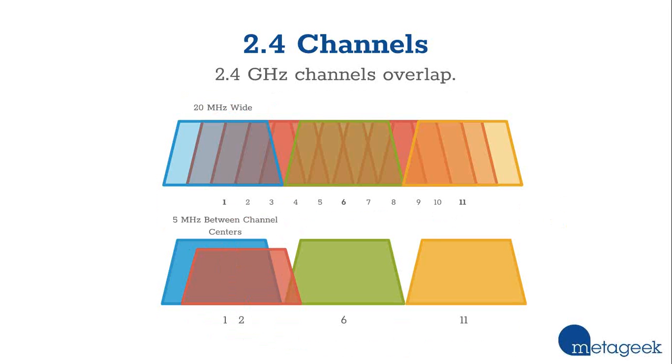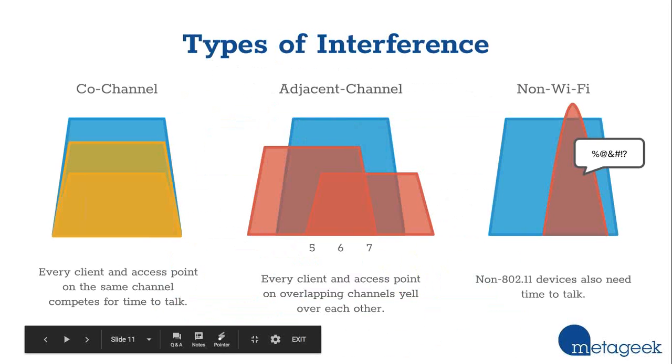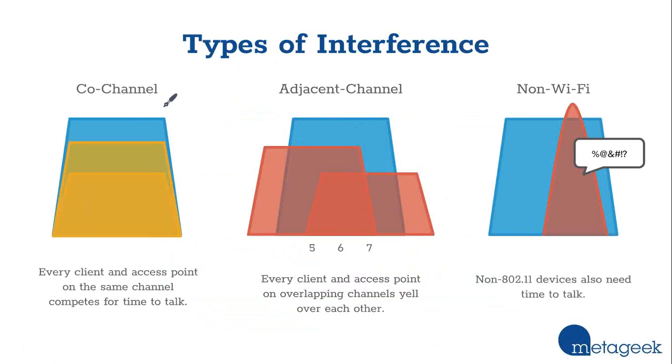So the next question that you might have is, okay, good to know, but why does it matter if channels overlap? Well, it matters because of how Wi-Fi interferes with itself. There's 3 main types of interference in Wi-Fi. The first is co-channel interference. Co-channel interference occurs when we have a bunch of access points and client devices all on the same channel. And when they're all on the same channel, they all just take turns talking. Now, that works great as long as you don't have too many devices on the channel. Think of it as kind of like a dinner table.